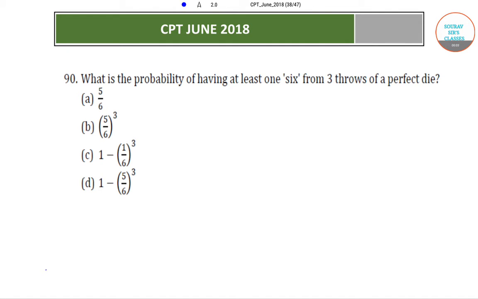Hello everyone. Today we'll be solving the CPT June 2018 question paper. We'll be solving questions from the quantitative section. We'll be starting off with question number 90, which is a probability based question.